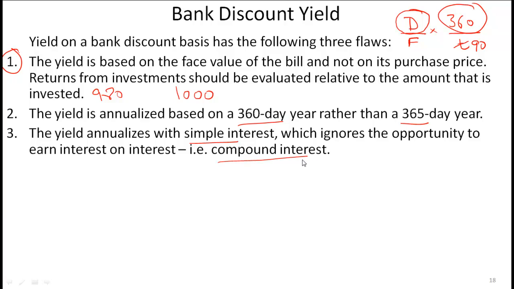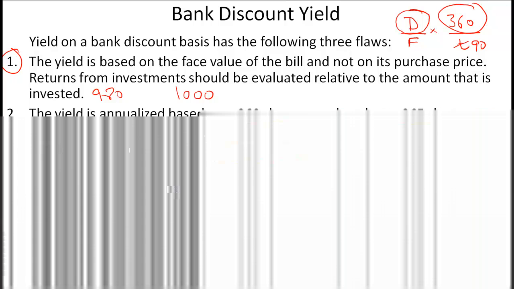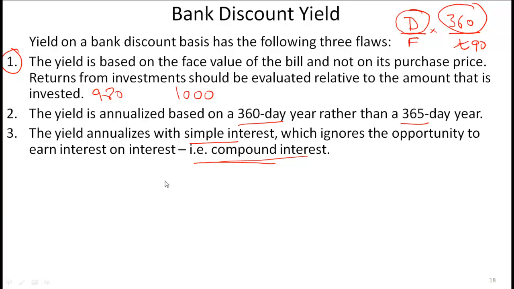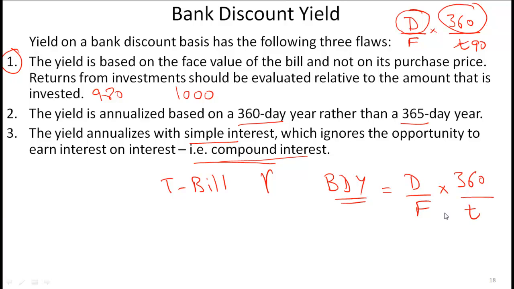You might wonder why this convention is used given all the flaws, and there is no good answer to this other than the fact that this is what has been happening for the last many years. So it's basically convention. And if you pick up any major financial newspaper such as the Wall Street Journal, when you see quotes for T-bills, it will be on a bank discount basis. So BDY, and you need to know the formula. So again, the formula is discount over face value into 360 divided by time to maturity.